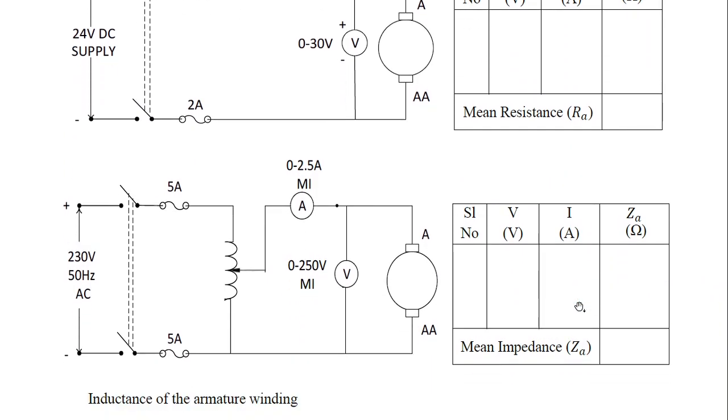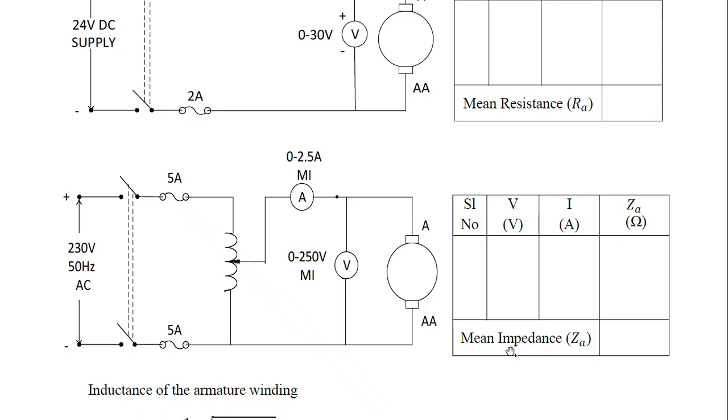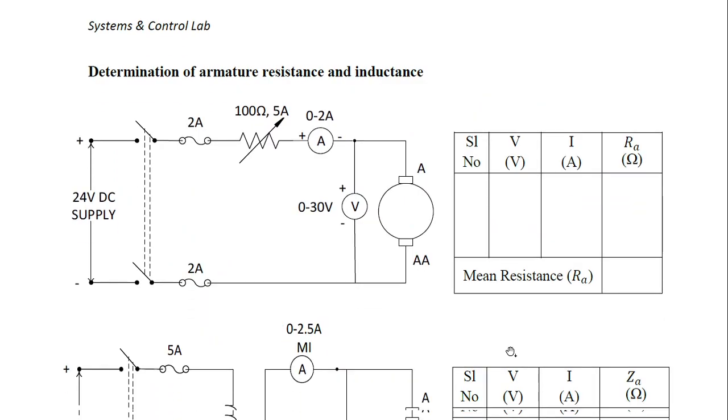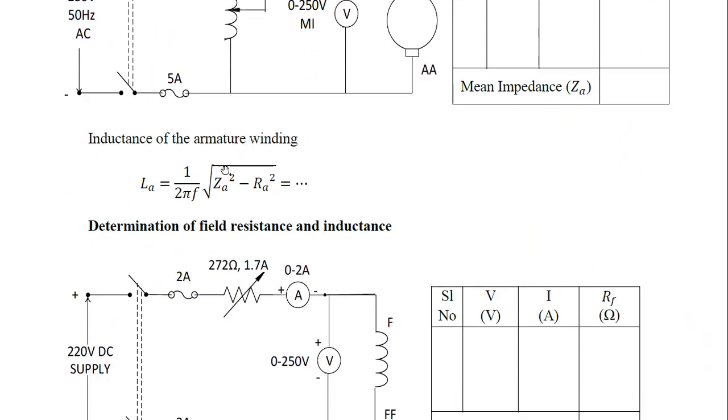Then for calculating LA, we need to calculate ZA, that is the impedance of the armature winding. From that we will get the LA value also, by using this equation: LA equals 1 by 2 pi f into the square root of ZA squared minus RA squared. By using this equation, you will get the LA value.